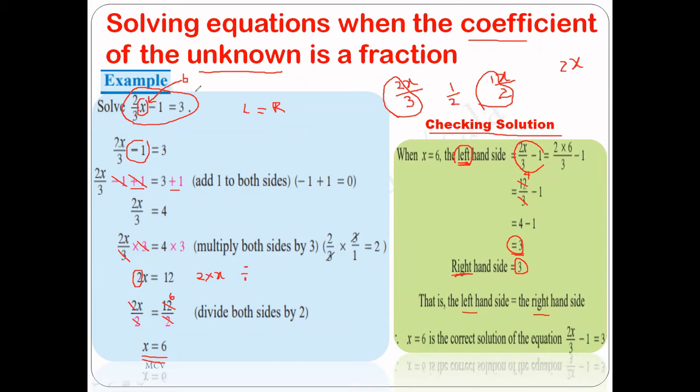That is 3. The right hand side also 3. Therefore both left and right are equal. If left and right are equal, then your solution is correct. That is checking solutions. That way we can check the solutions.